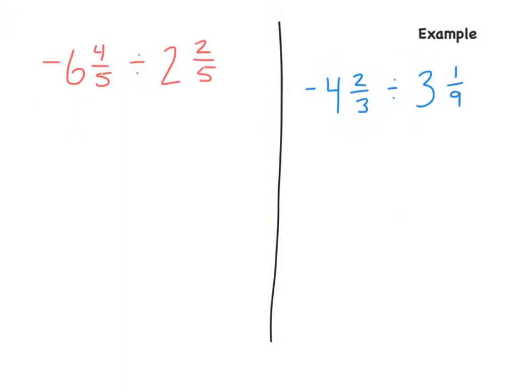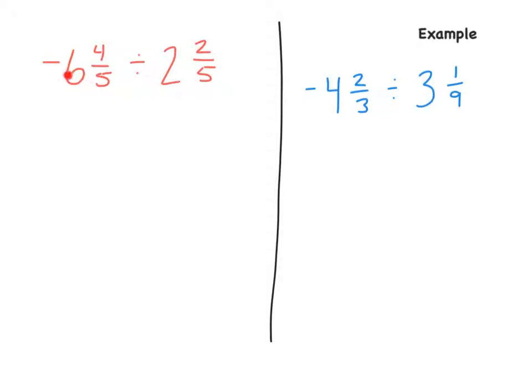So now we have some mixed numbers. What I'm going to do, I'm going to work the first one, and then you are going to work the second one. So remember, we need to change our mixed numbers into improper fractions before we start dividing. So we will change -6 4/5, change that to an improper fraction.